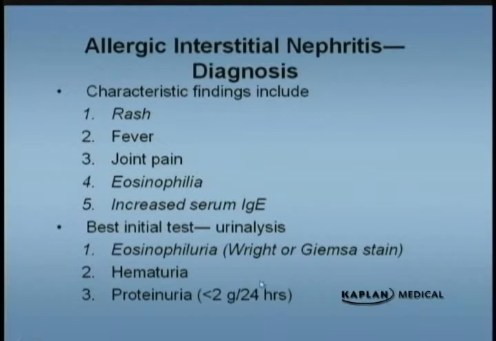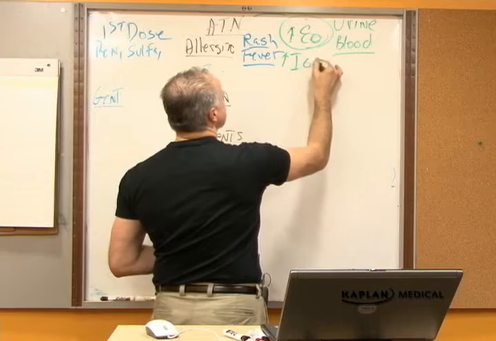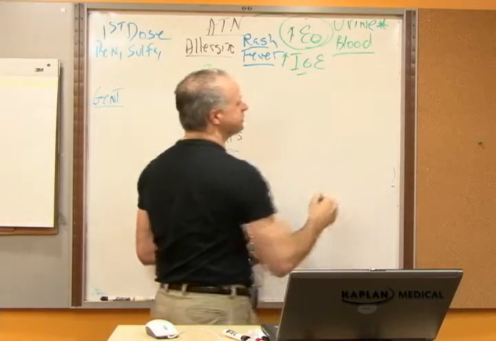Or, frankly, is it more likely that eosinophils are in my urine? Eosinophiluria. Is it more common in the blood or in the urine? Which is more sensitive? And the answer is urine is more often found than blood. Eosinophils in the urine. Now remember, IgE levels go up, but when the question says which of the following is the most sensitive, it's eosinophils in the urine.